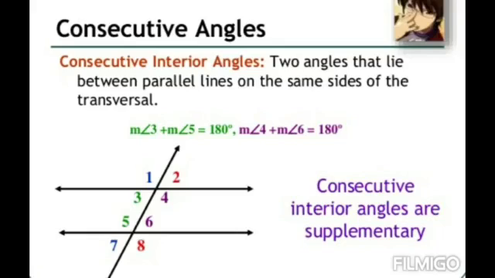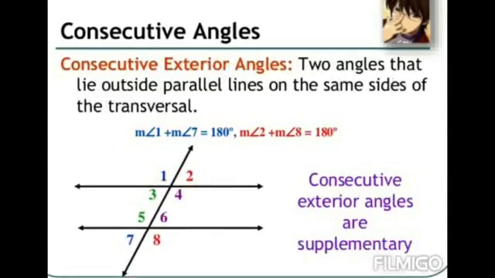When two parallel lines are cut by a transversal, then consecutive interior angles are supplementary. So here angle 3 plus angle 5 is equal to 180 degrees. Similarly, angle 4 plus angle 6 is equal to 180 degrees. Similarly, when two parallel lines are cut by a transversal, then consecutive exterior angles are supplementary. Here, angle 1 plus angle 7 is equal to 180 degrees and angle 2 plus angle 8 is equal to 180 degrees.